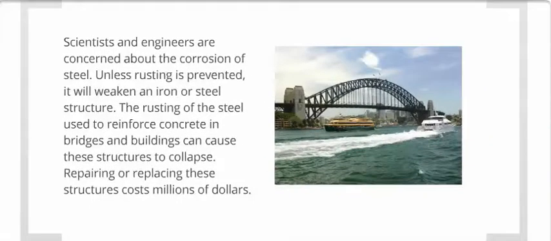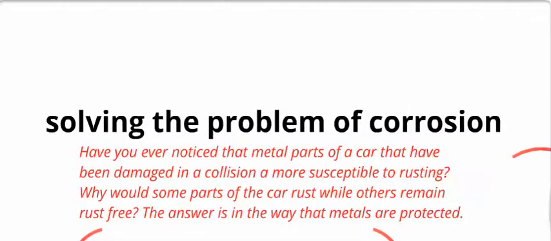So scientists and engineers are concerned about the corrosion of steel. Unless rusting is prevented, it will weaken iron and steel structures, and the rusting of the steel used to reinforce concrete in bridges and buildings can cause the structures to collapse. Repairing or replacing these structures costs millions of dollars. So, solving the problem of corrosion.